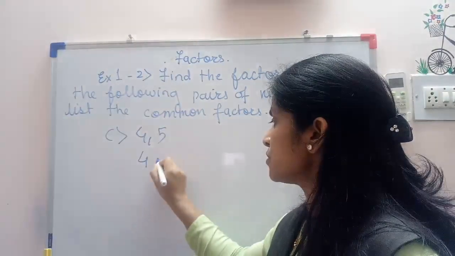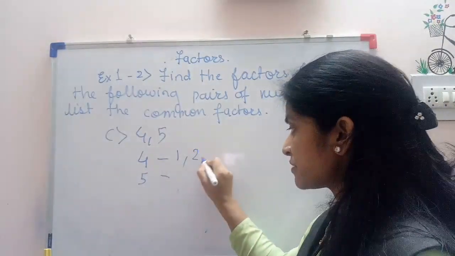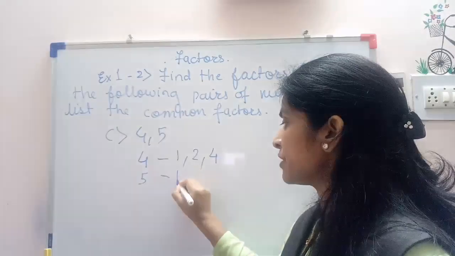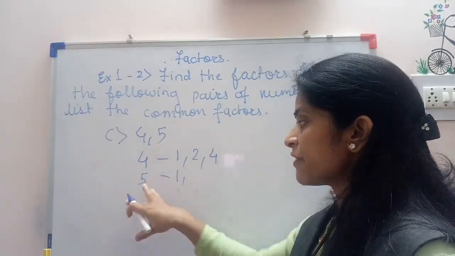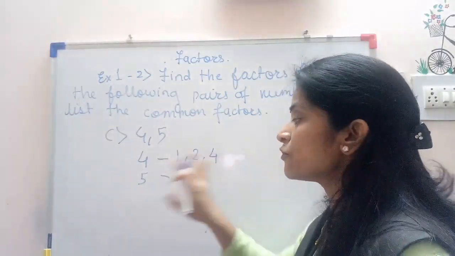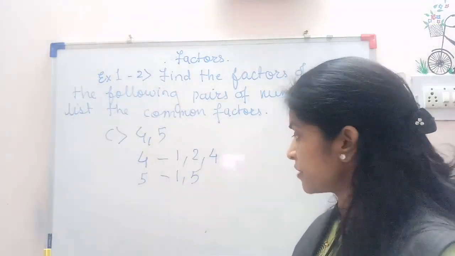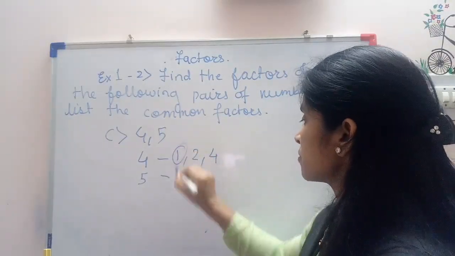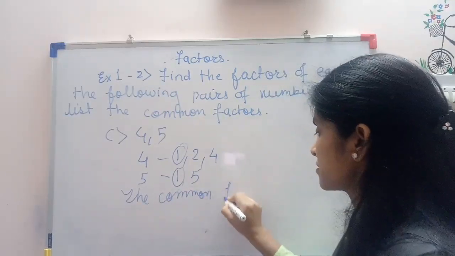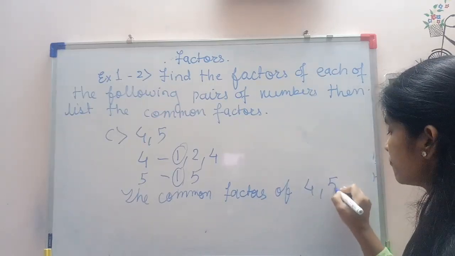What are the factors of 4 and 5? Now 1 is a factor of 4, 2 is a factor of 4 and 4 is a factor of 4. For 5, 1 is a factor. If we divide it by 2, we get a remainder. So 2 is not a factor of 5, 3 is not a factor of 5, 4 is also not a factor of 5. So the number itself is a factor of 5. So what is the common factor in this? 1. The common factor of 4 and 5 is 1.